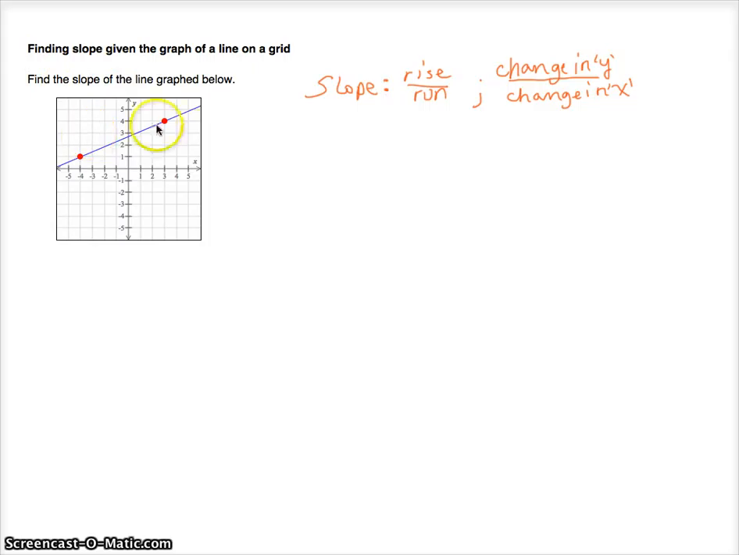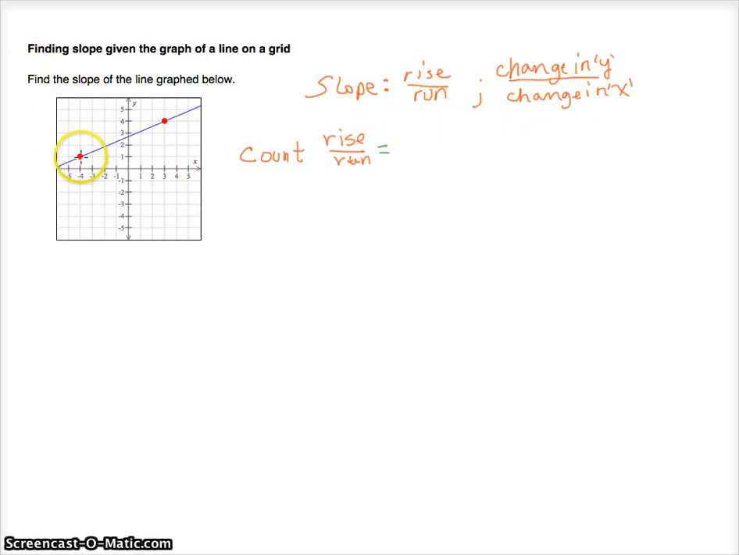So let's first talk about the rise over the run. The rise is going to be the y values and the run is going to be the x values, and so we're going to do what's called counting the rise over the run. So let's go over to our graph and check out what that actually means. Remember we said the rise is the y values and the run is the change in the x values. So we're going to count the rise here.